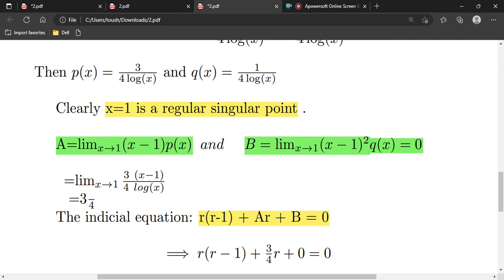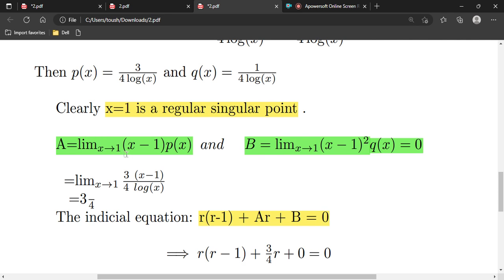If both a and b, where a means the limit x tends to 1 of (x minus 1) into p(x), and b means the limit x tends to 1 of (x minus 1) whole square q(x), if both the limits a and b are finite, then you say that you will get an indicial root. If you are not getting finite for either a or b, make a conclusion that it is not a regular singular point and you will not get indicial roots. So okay, now it is clear how we will find a and b.